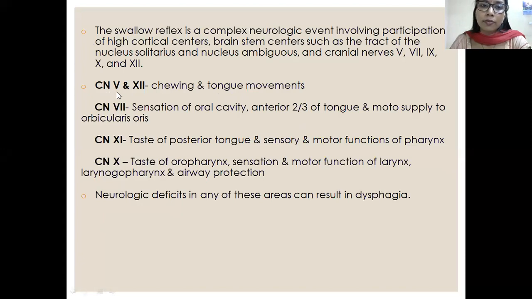So the trigeminal nerve and your spinal accessory nerve are important for your chewing and tongue movements. Your facial nerve is important for the sensation of the oral cavity, the anterior 2/3 of the tongue from your chorda tympani, and your motor supply to your orbicularis oris to seal the lips during your oral preparatory phase. Your glossopharyngeal is responsible for taste of the posterior tongue, sensory and motor functions of the pharynx. And your 10th cranial nerve is mainly the vagus, which is responsible for taste of the oropharynx, sensation and motor functions of the laryngopharynx, and your airway protection.